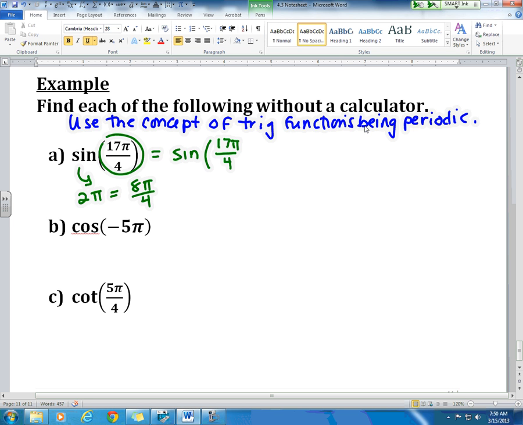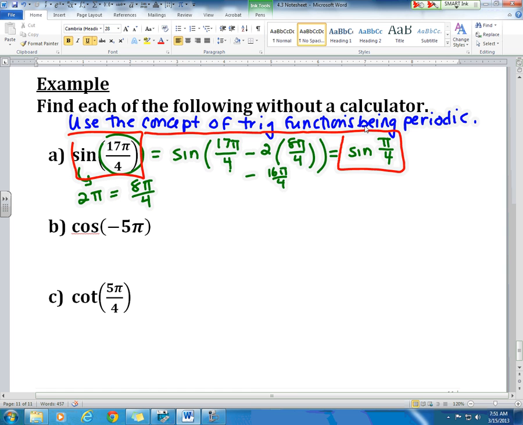So I can take away 2 groups of 8 pi over 4 from this original angle measure to reduce the original angle measure down to the sine of just pi over 4. Because 2 times 8 pi over 4 is 16 pi over 4. So the sine of 17 pi over 4 minus 16 pi over 4 leaves us with just the sine of pi over 4. What this is saying is that the sine of 17 pi over 4 is exactly the same as the sine of pi over 4.